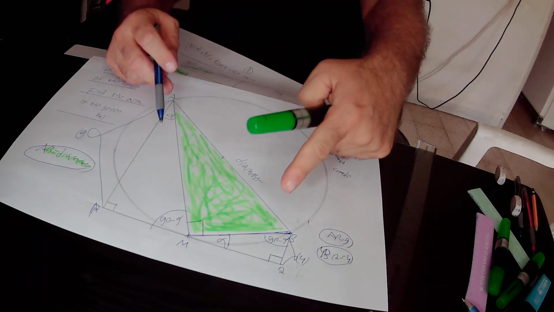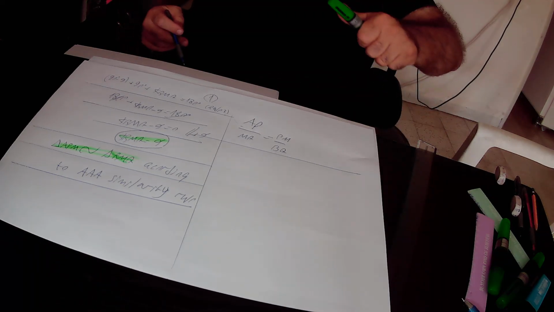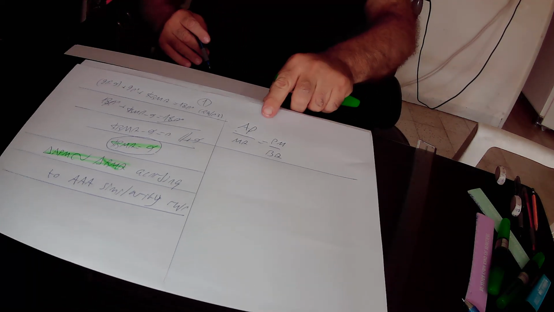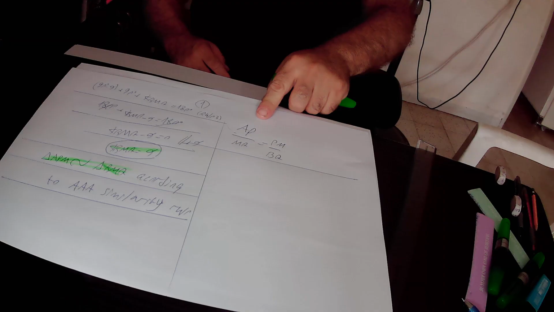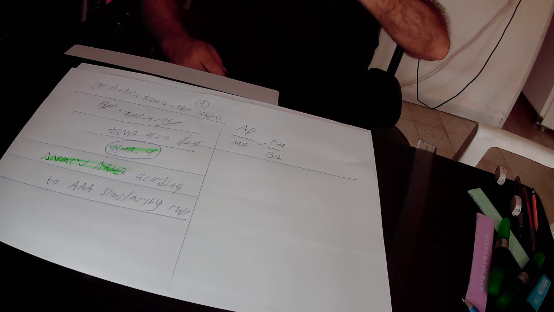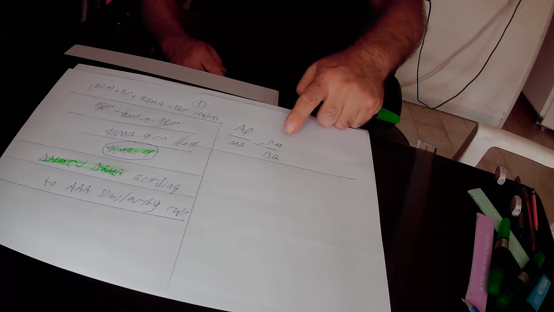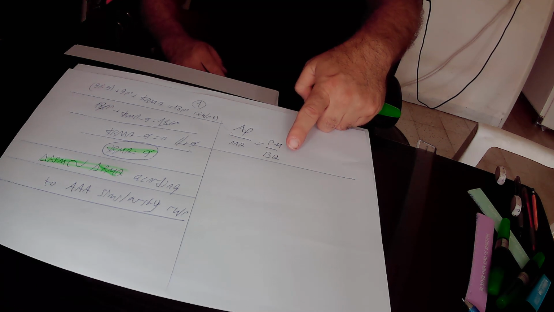From the fact that those two right triangles are similar to each other, the following relationship exists between their sides. Side AP of the big right triangle APM over side MQ of the small right triangle BMQ is equal to side PM of the big right triangle APM over side BQ of the small right triangle BMQ.